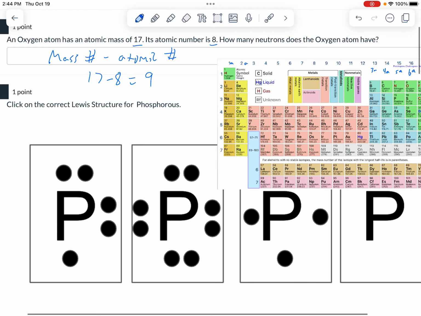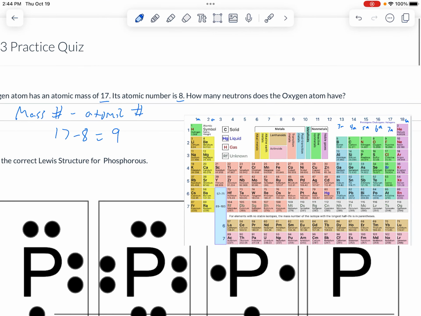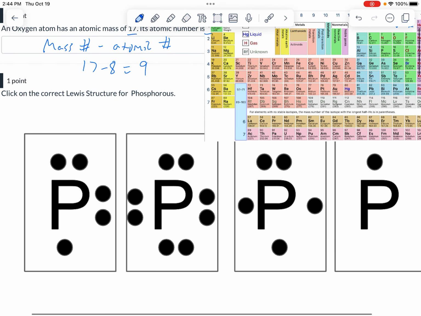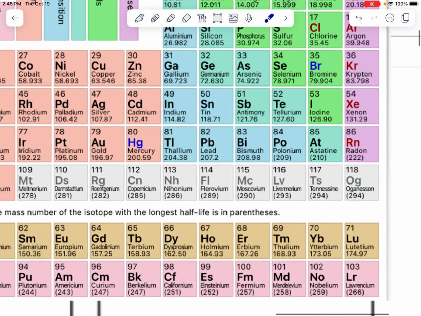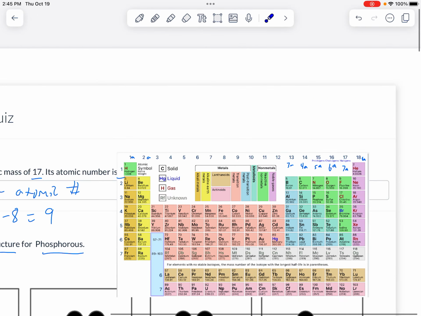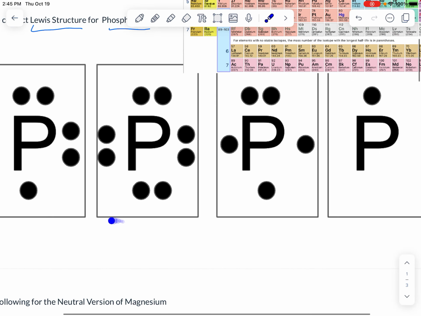Okay, question number 2, we're gonna pull this periodic table out, okay? So it's asking for the Lewis structure for phosphorus. So first things first, we need to figure out how many valence electrons we have, right? Because this one has 5, this has 8, this has 5, and this has 1. So if we look at our periodic table, we see that phosphorus is right here. That's in group 5A, so I know that there should be 5 dots around the phosphorus.